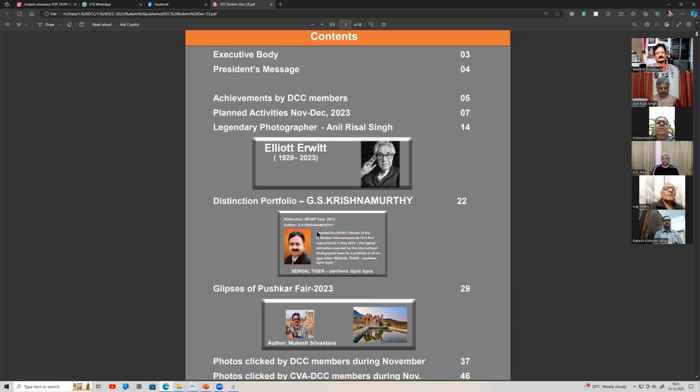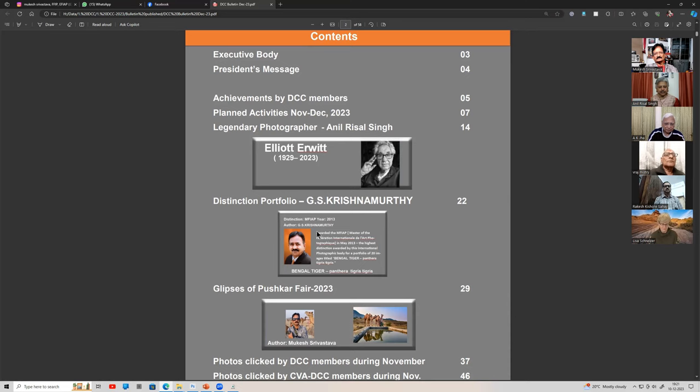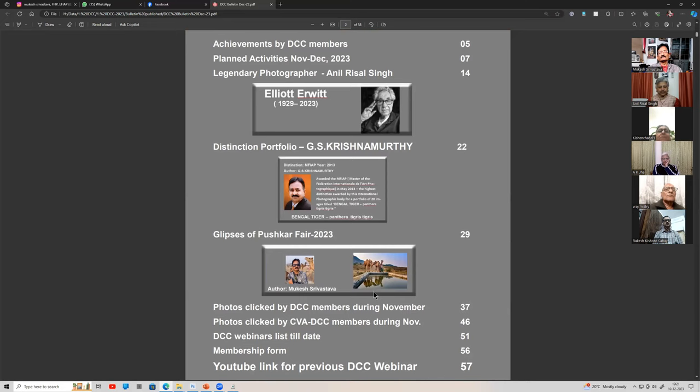And he got his portfolio in 2013. He belongs to Bangalore. And probably he is a member of White Place Bangalore also. Then recently I visited the Pushkar, that is a camel fair, which is in fact the Kumbh of photographers.